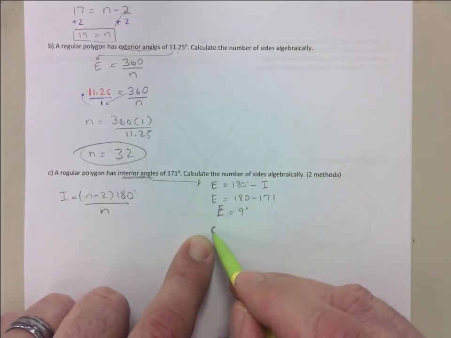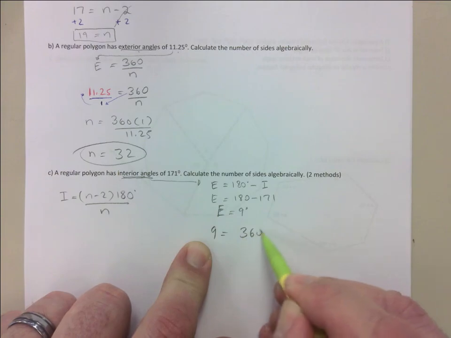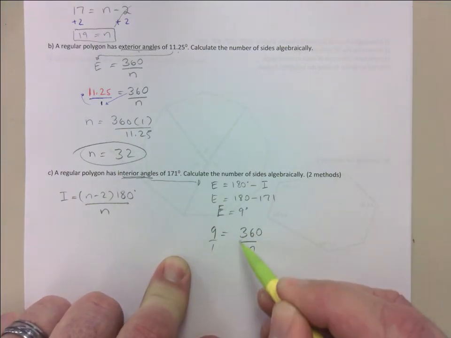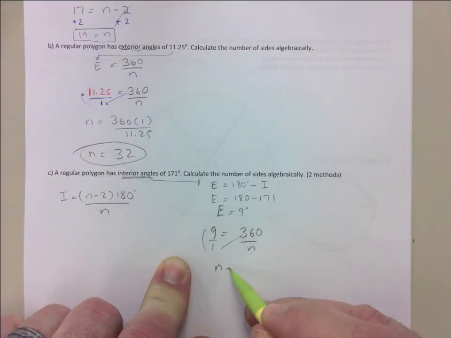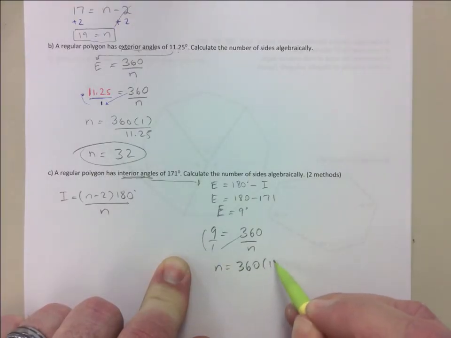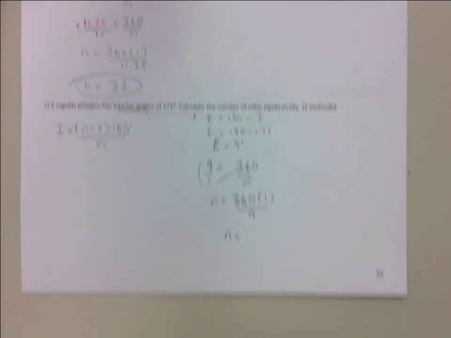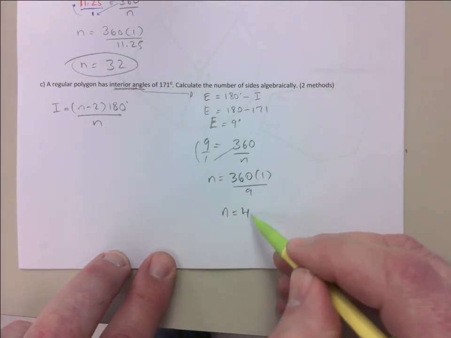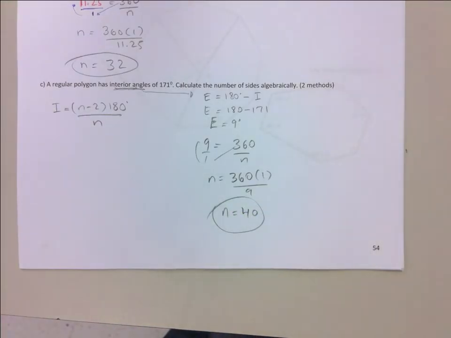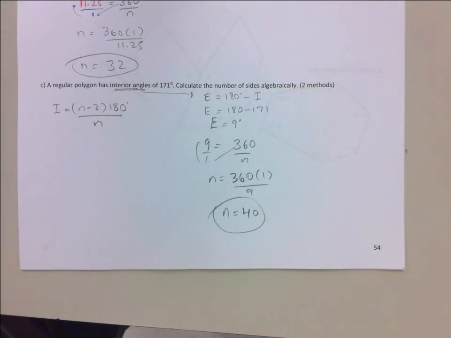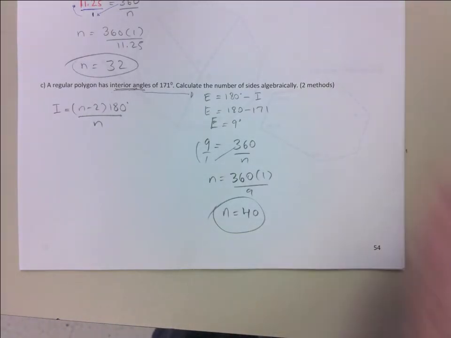So I'm just going to quickly do that. 9 is equal to 360 over n. I put a 1 there, cross multiply and divide. N is equal to 40 sides. This could be 100, 200, 300 sides, it doesn't matter, right? To us, that's not a big deal because we'll just use algebra and get there. Okay, so I'll stop there.